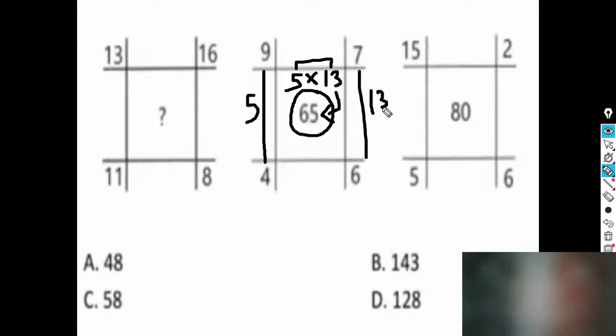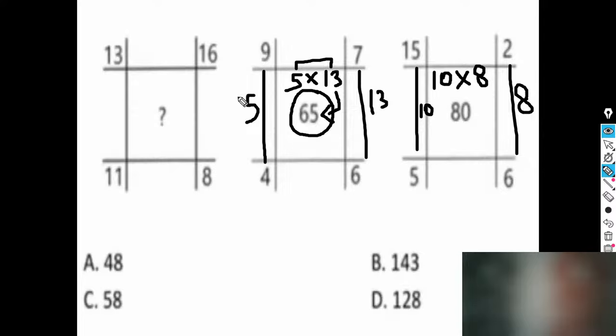Now if we follow the same logic, subtract the first numbers, 15 and 5. 15 minus 5 is 10. Next, add the last two numbers, 2 plus 6. 2 plus 6 is 8. So 10 into 8 gives us 80. They are multiplying those two. 10 into 8 gives us 80.